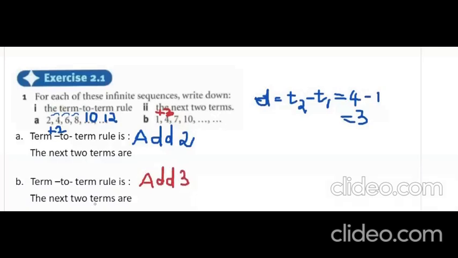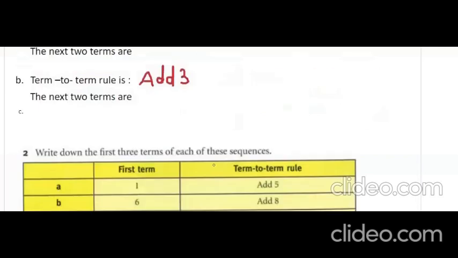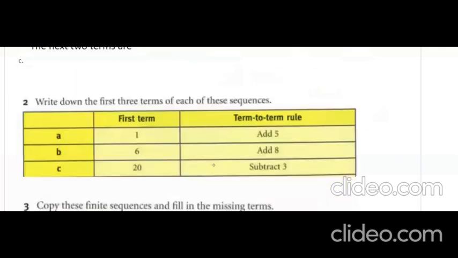They'll ask you to find the next two terms. The next two terms of this sequence are, see, 1 plus 3 is 4, 4 plus 3 is 7, 7 plus 3 is 10, and therefore 10 plus 3 is going to be 13, and 13 plus 3 will be 16. That's it. We move to the next question now.